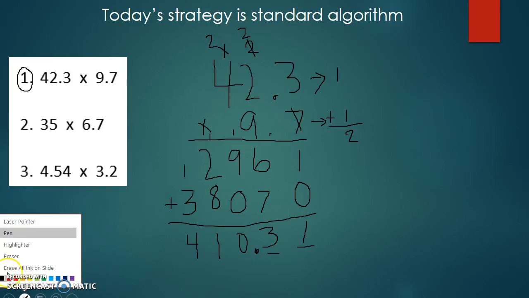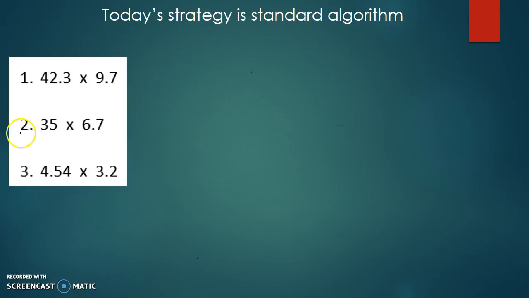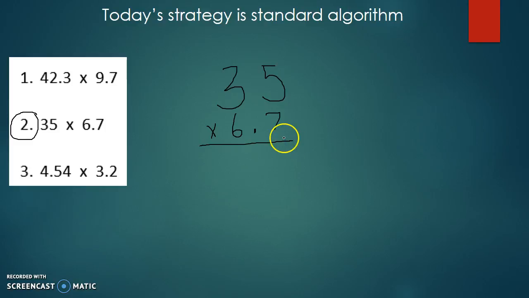Okay, so now let's look at number 2. Number 2 says 35 times 6 7/10. So I'm going to write my number going vertically. So I have 35 times 6 7/10. Again, I'm going to start multiplying with my digit furthest to the right, and I'm going to multiply it times everything at the top. So I have 7 times 5 is 35. I put my 5, and I regroup my 3.